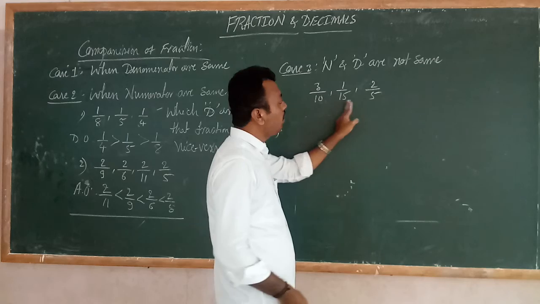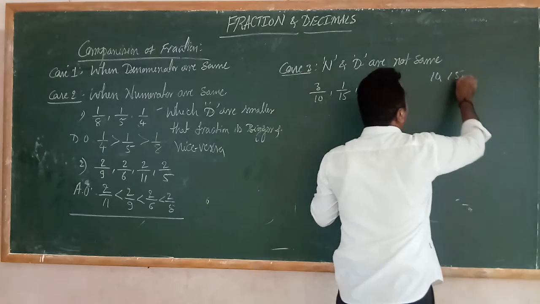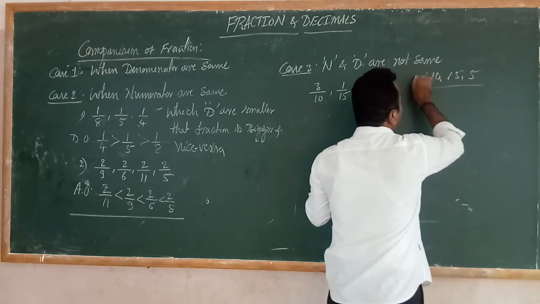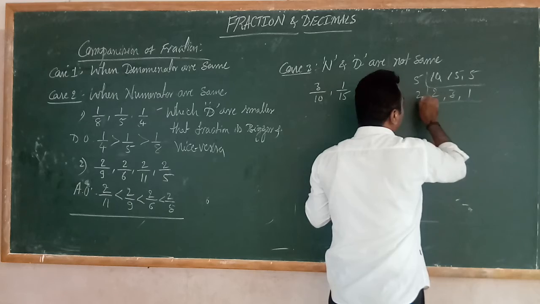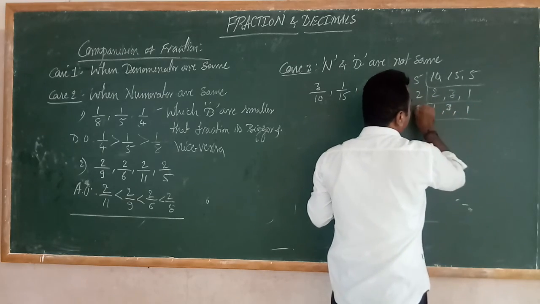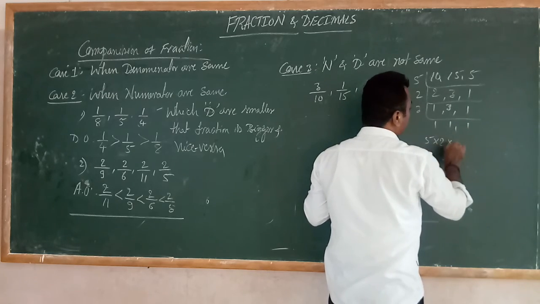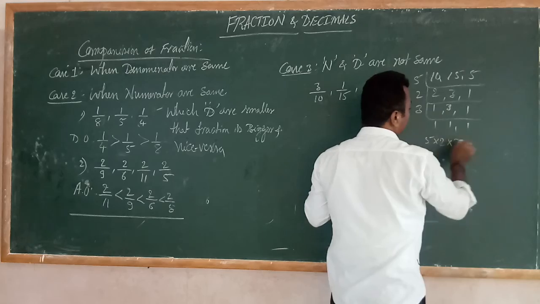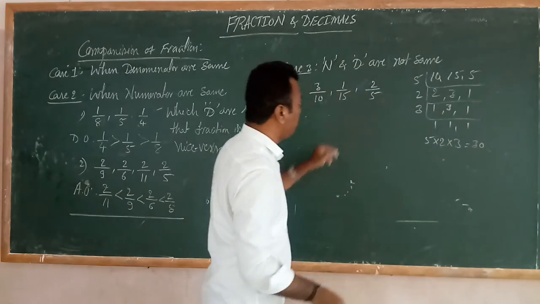So now, when the denominators are unequal, we have to take out the LCM. 10, 15 and 5. So these numbers we have to divide from 5. 5 2s are 10, 5 3s are 15, 1 as it is. Next, this number 2, 1 as it is, 3 as it is, 1 as it is. 3 1s are 3. So we have 5 into 2 into 3, which is 30. This is the LCM. This LCM we have to apply here one by one.